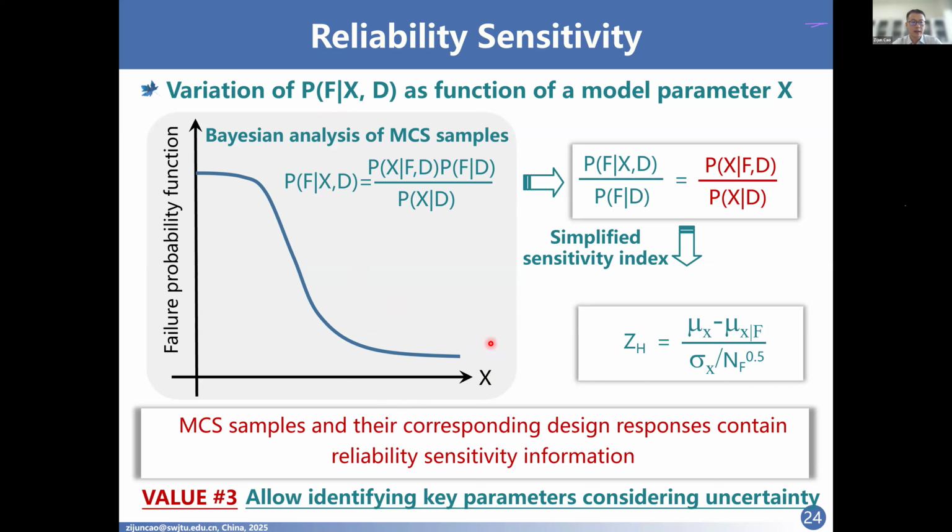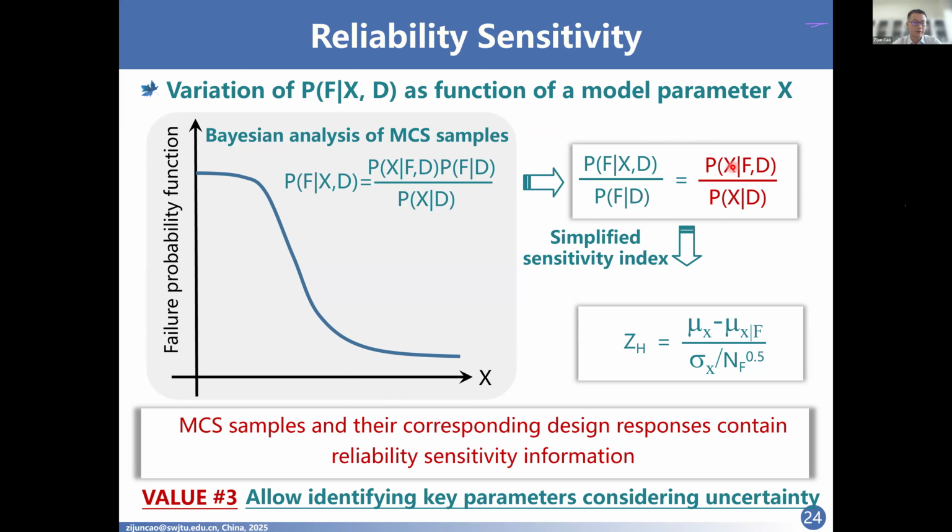It's interesting to see that the variation of failure probability with the model parameter depends on how different the conditional distribution is from the unconditional distribution.